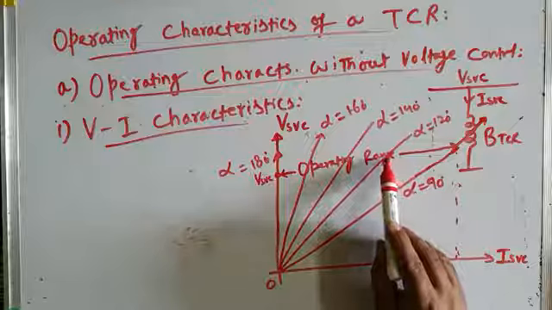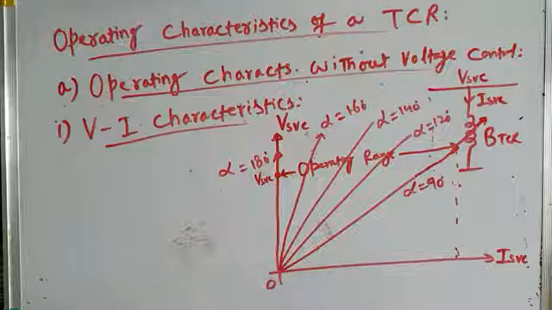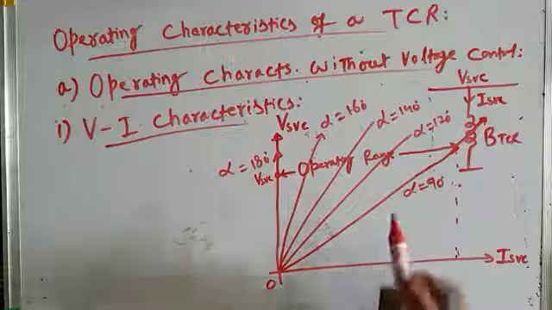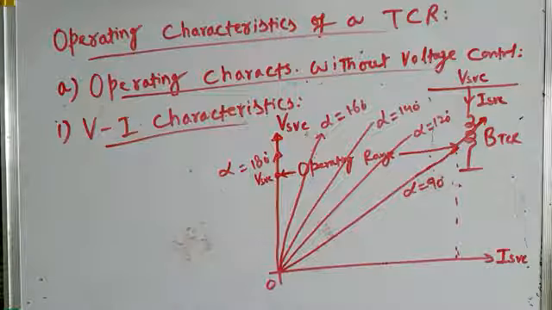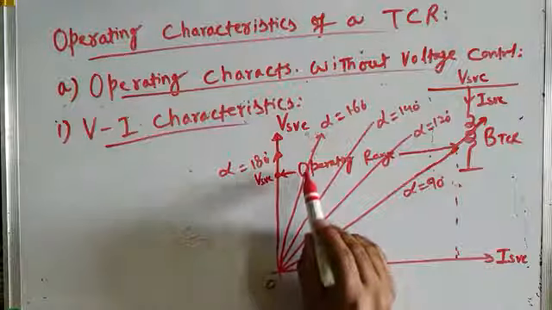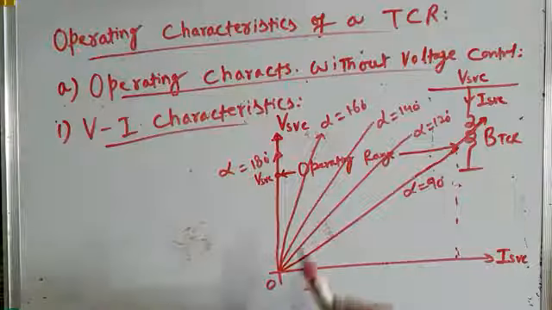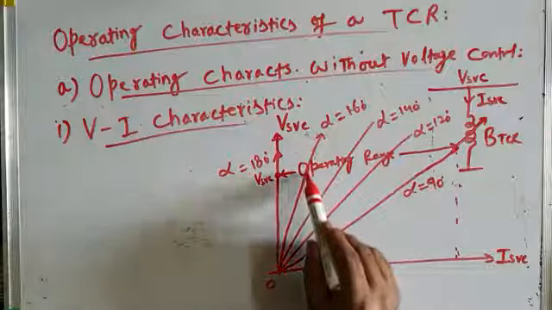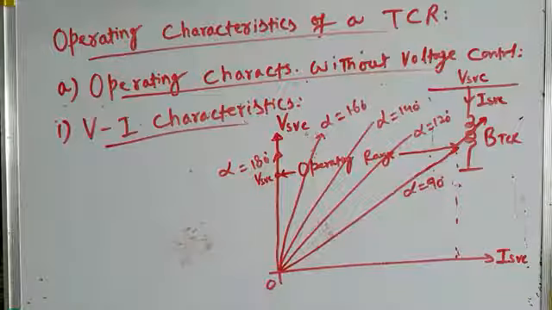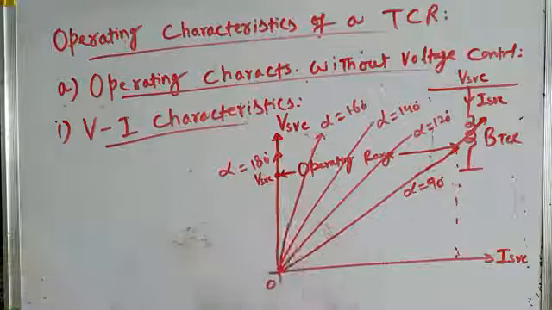For example, for alpha equal to 120 degrees, the current drawn by TCR is less than for alpha equal to 90 degrees. So the reactive power absorbed by TCR also is less. Similarly, for alpha equal to 140 degrees, current is still less, so less reactive power absorption. For alpha equal to 160 degrees, the current drawn is again less, so the reactive power absorbed by TCR is less. It is lesser than for all other delay angles till alpha reaches 180 degrees, at which no current flows and hence no reactive power is absorbed by TCR.